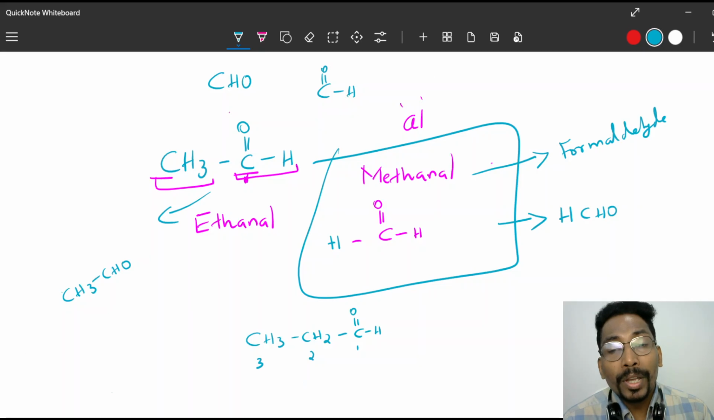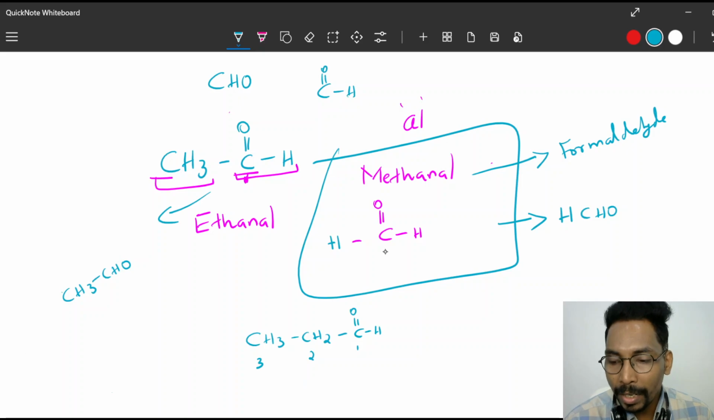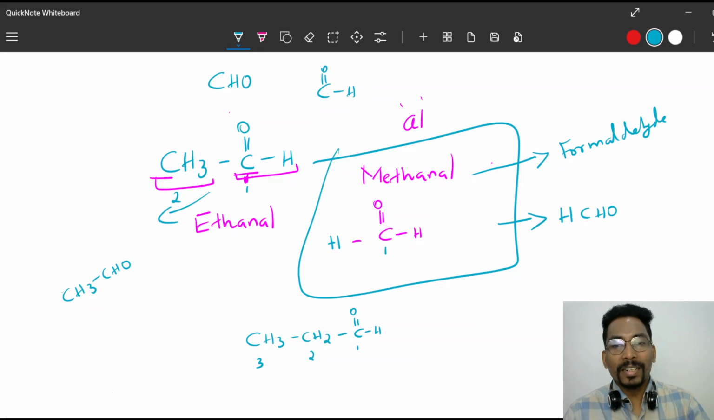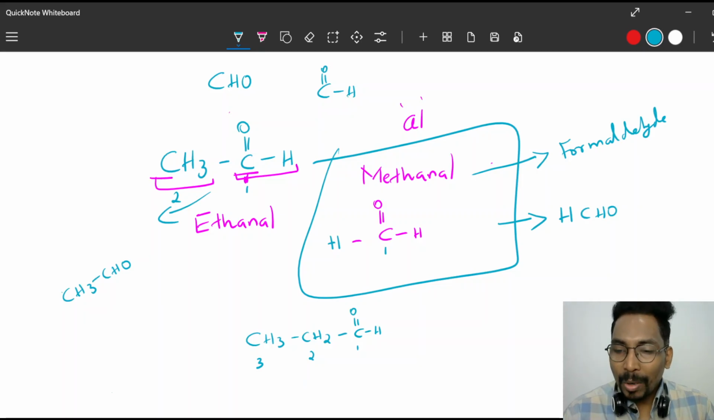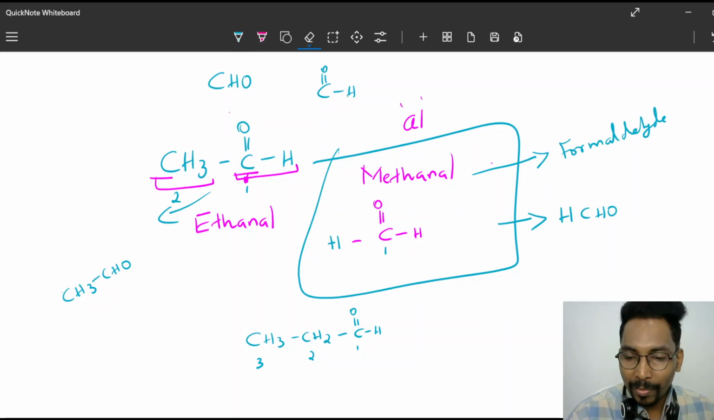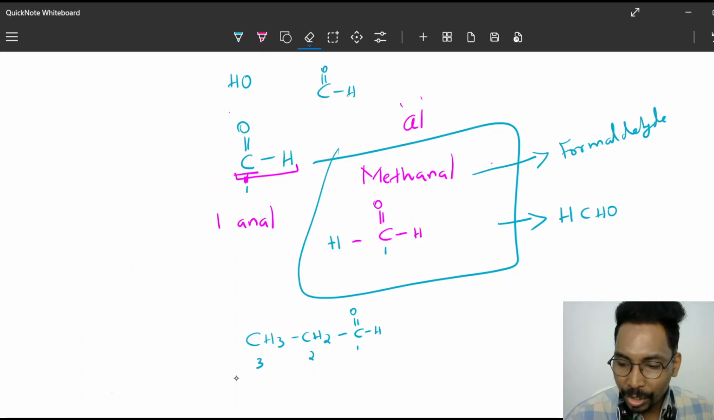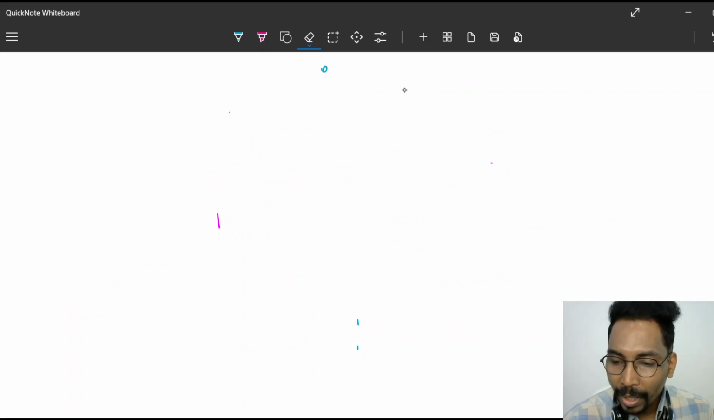In the numbering you have to give priority to the aldehyde carbon, that is the functional group. Okay, so 1 here, 1, 2. That's it. I hope it's clear. So very important one. Okay, next we can discuss carboxylic acids.